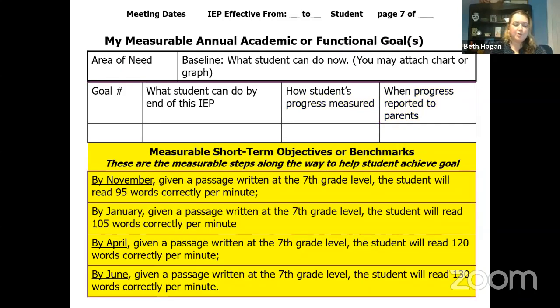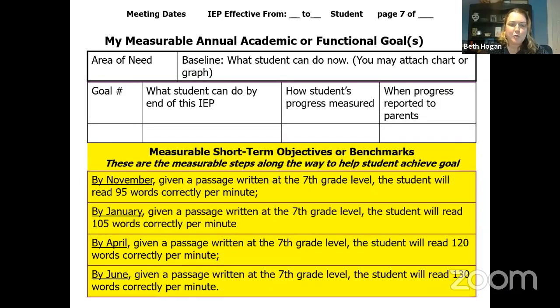Okay, measurable short-term objectives and benchmarks. Right here on this example, they're giving you dates. So by November, Jose is going to be able to do this. By January, he'll do this. By April, and by June.